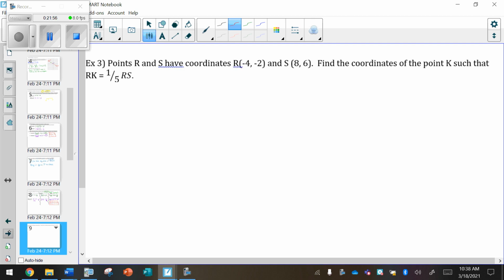So let's look at example 3. Points R and S have coordinates R at -4, -2, and S at 8, 6. Find the coordinates of the point K such that RK is 1/5 of RS. So let's get a visual here. Here's R, here's S. We are 1/5 of the way. So that would be 1, and from R to S would be 5. So that means this piece would be 4 units left.